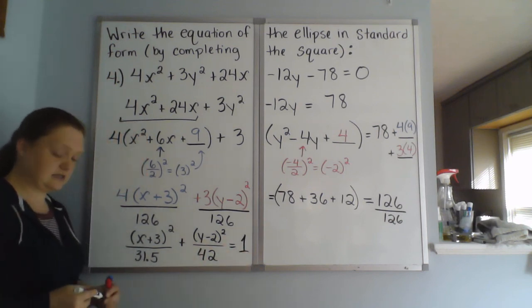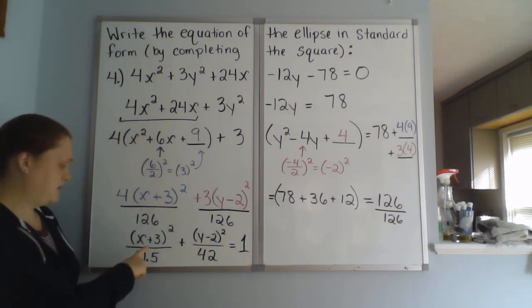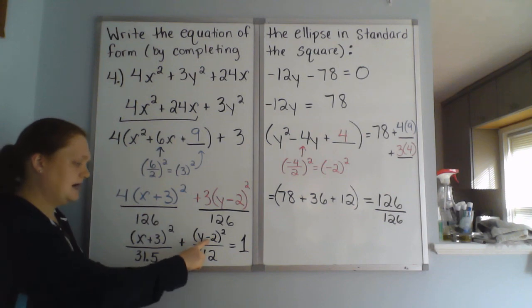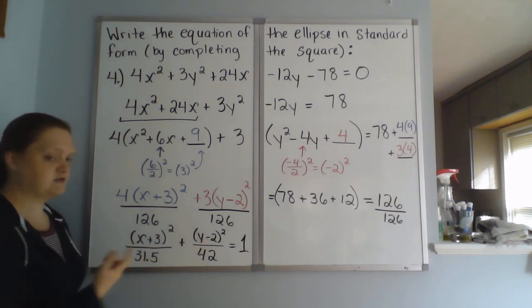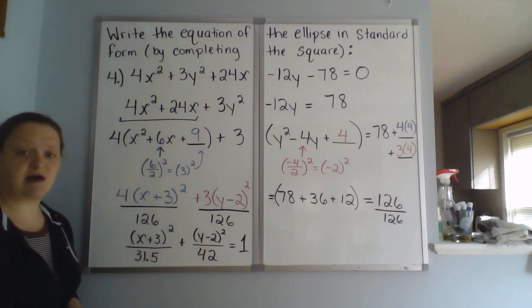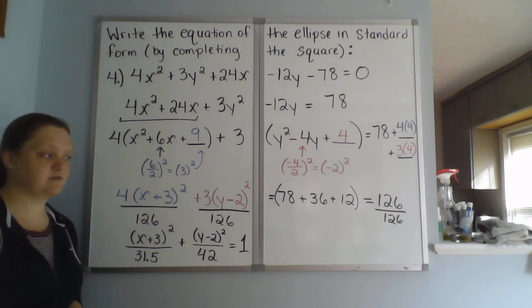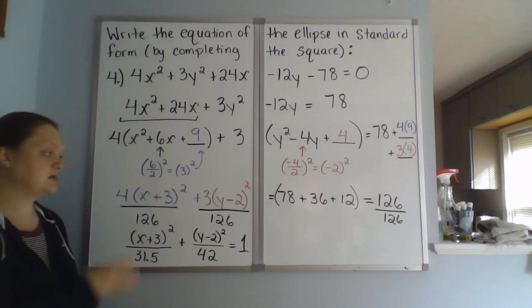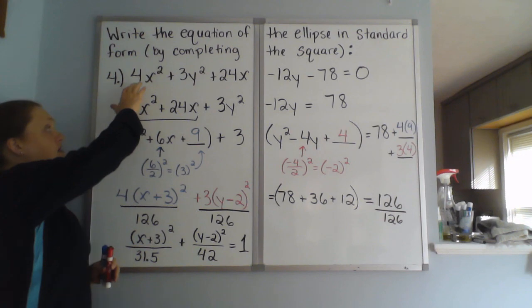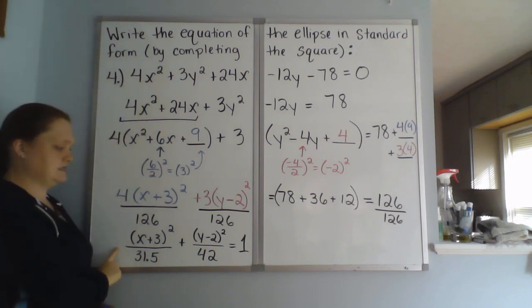So that means that the center of this ellipse would be at -3, +2, and then I'd have some pretty funky A, B, and C values for this particular one. So this is not something you would ever be asked to graph, just something to be able to translate it from non-standard form into standard form.